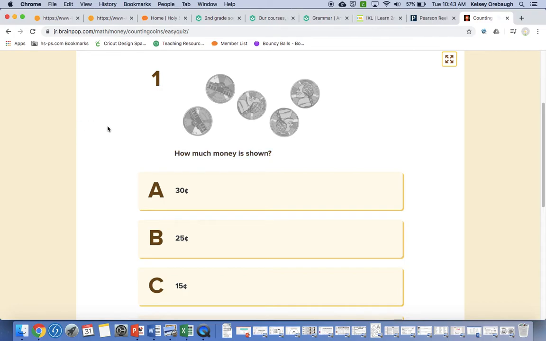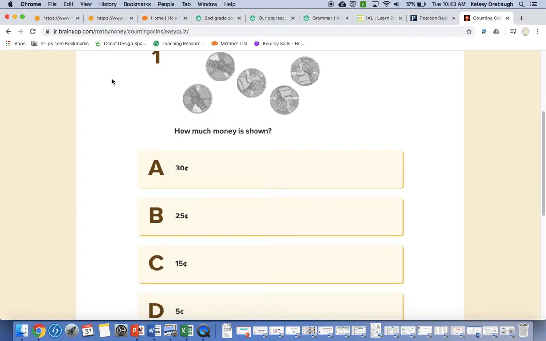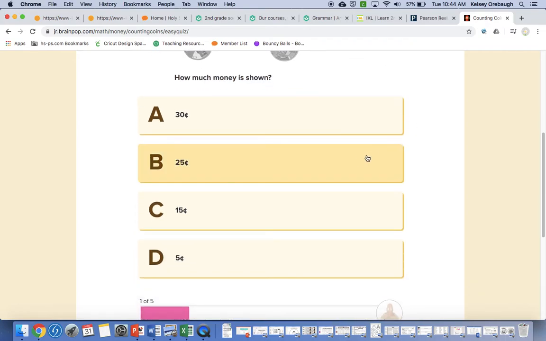Well, we need to decide what these coins are worth. I'll give you a hint. These are all the same coin. 3 of them show the front side of the coin, and 2 of them show the back side of the coin. What coin is this? These are nickels. How much are nickels worth? 5 cents. So we can skip count by 5s to figure out how much money is shown. 5, 10, 15, 20, 25 cents. B.